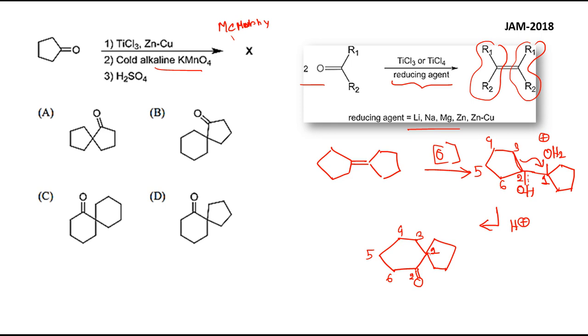It is matching with which option? It is very close to this structure, but the C double bond O is present in the 6-membered ring, not the 5-membered ring. So in option B it is present in the 5-membered ring, but here it is in the 6-membered ring. So option D should be the correct option.